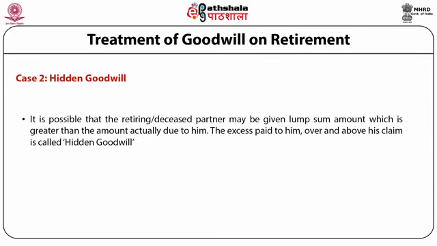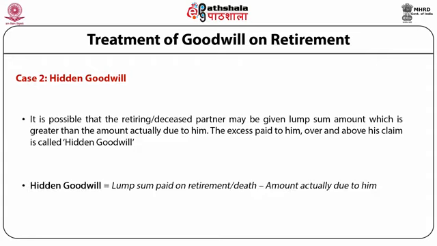It is possible that a retiring or deceased partner may be given a lump sum amount which is greater than the amount actually due to him. The excess paid to him over and above his claim is called hidden goodwill. Hidden goodwill is equal to the lump sum amount paid on retirement minus the amount actually due to him.